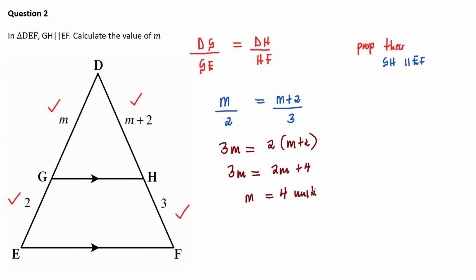Now, if your values are not given in any other measurement, they don't put centimeters or meters or whatever, you can just write it as units. So DG over GE is equal to DH over HF. And that is your statement, backed up by the reason that says prop theorem while showing the lines that are parallel. Let's up the game a bit.